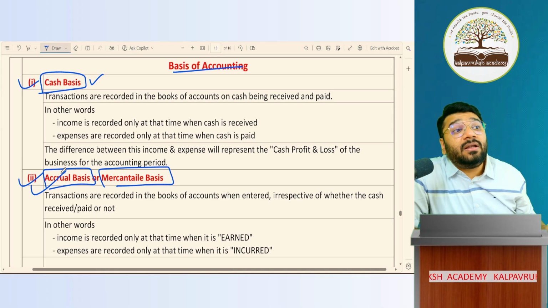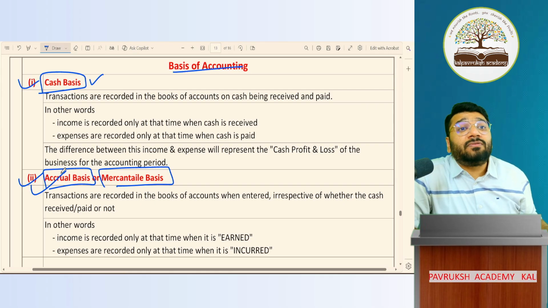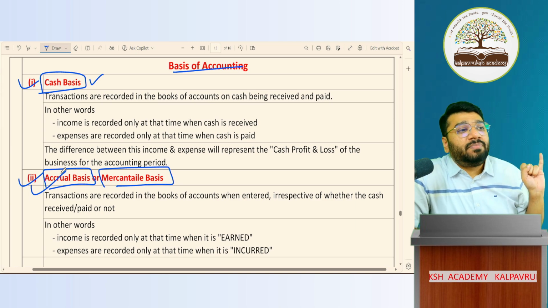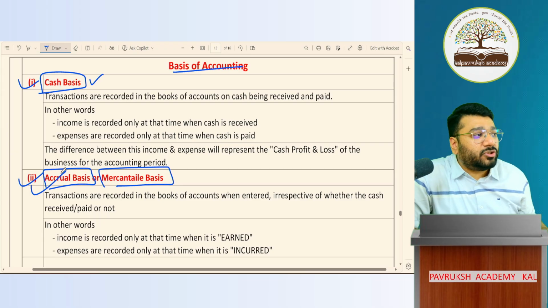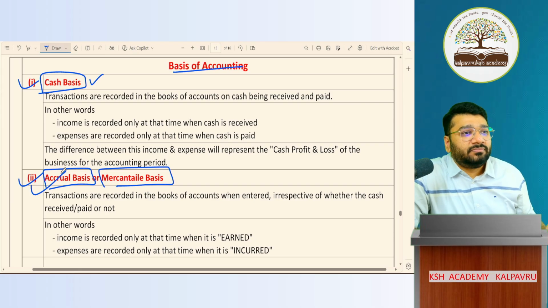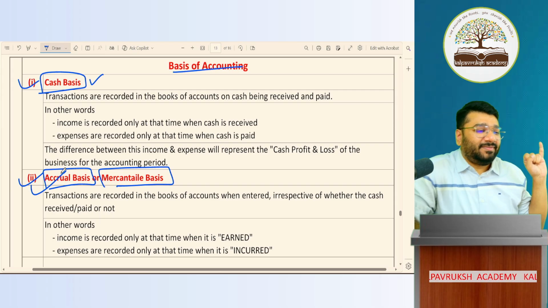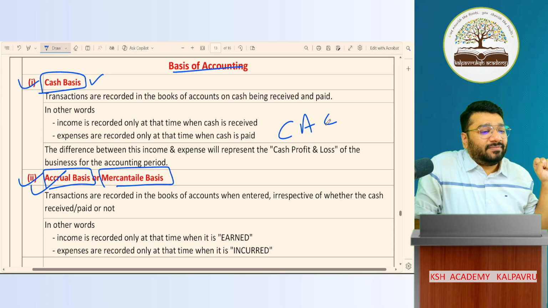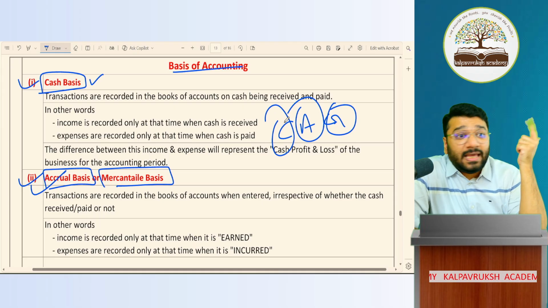Have you come across this term, fundamental accounting assumption, in 11th? In 11th, especially I'm talking about CBSE people, in chapter number 3, theory basis of accounting, where we discussed accounting principles, accounting concepts, accounting conventions. There also we had fundamental accounting assumptions. What are the 3 fundamental accounting assumptions? Going concern, consistency and accrual. CAG. These are the 3 fundamental accounting assumptions. This is there in the syllabus also.